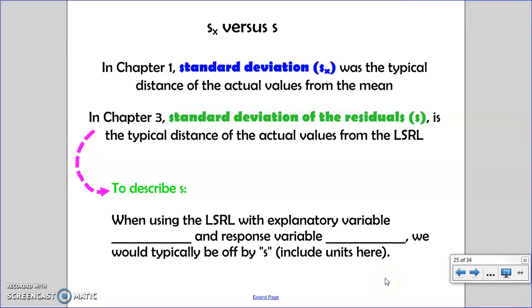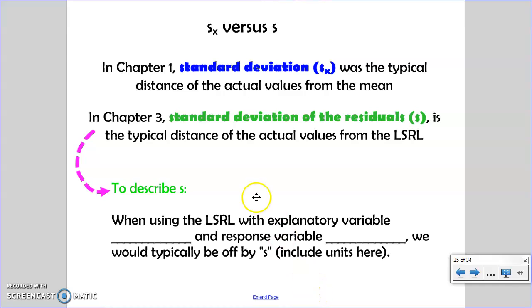So here, just as a reminder, back in chapter 1, we talked about standard deviation. We had mean and standard deviation of a curve or a set of data. And that standard deviation, which is denoted as S of x or S of x bar sometimes, is the typical distance of your actual x values from the mean of your x values. So that's just called standard deviation. It's standard deviation of the values from the mean, but we don't normally say that. We just talk about standard deviation.